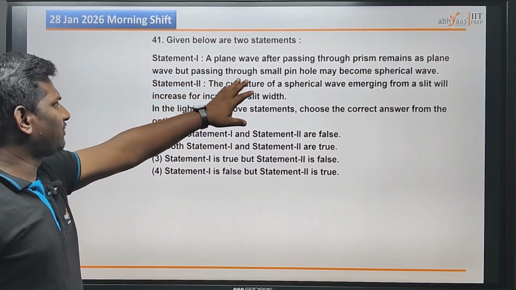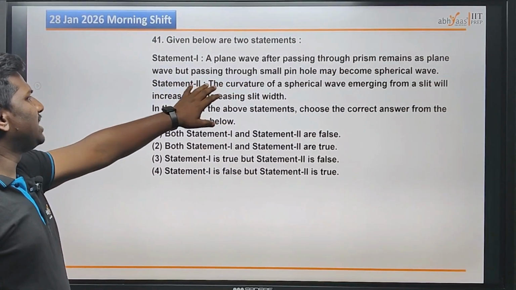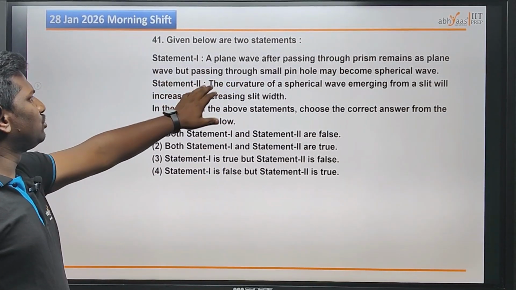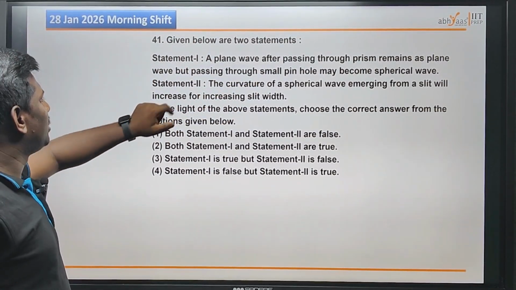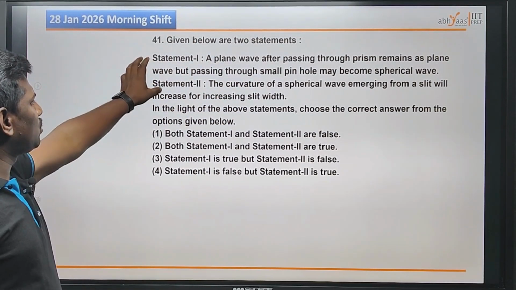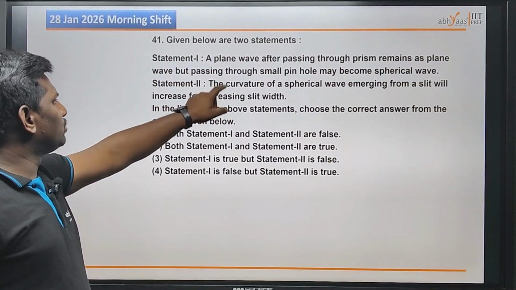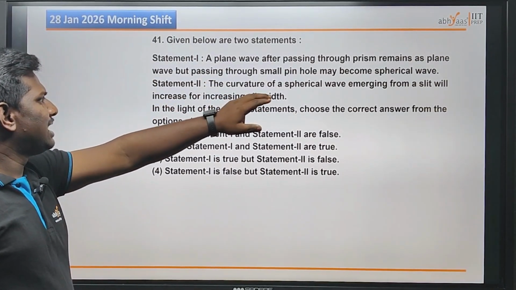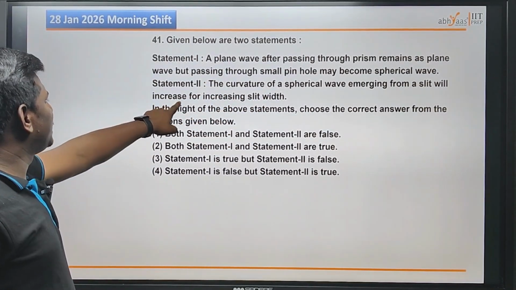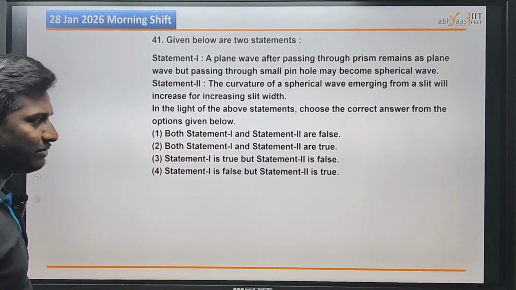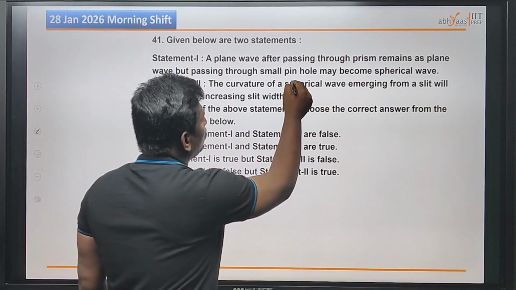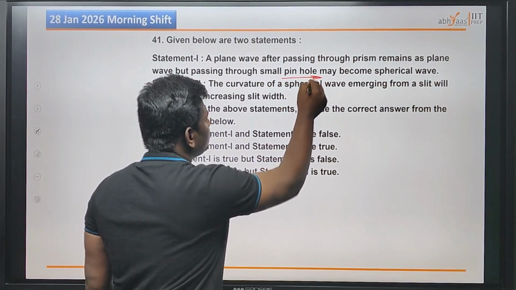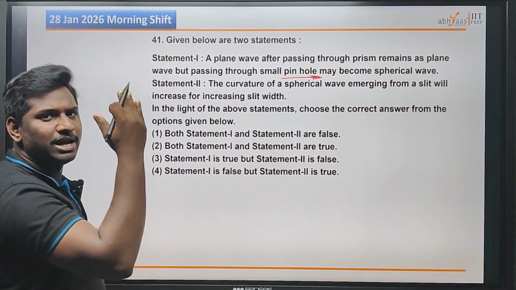Next one, the given statements they have given. A plane wave after passing through the prism remains as a plane wave, but passing through the small pinhole may become a spherical wave. Is that true or not? So statement 2, the curvature of the spherical wave emerging from a slit with the increasing slit width. What is this one? Passing through the pinhole, we are having plane waves.